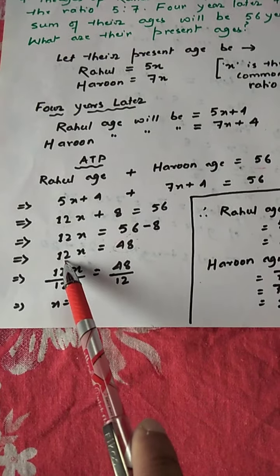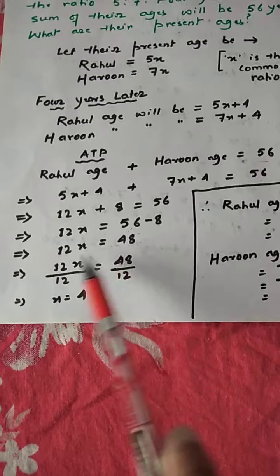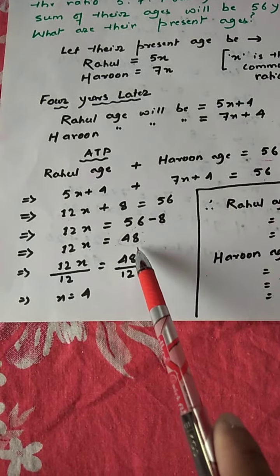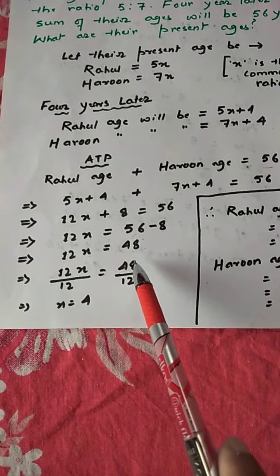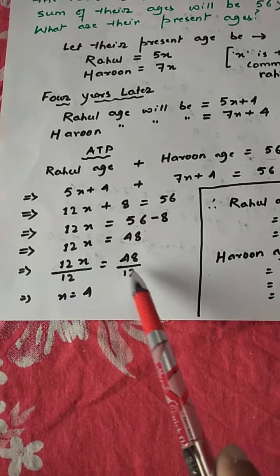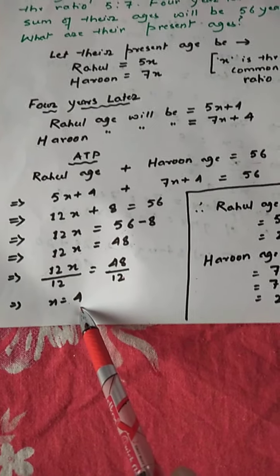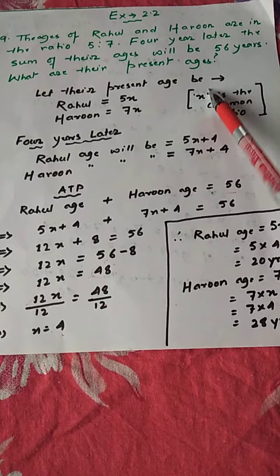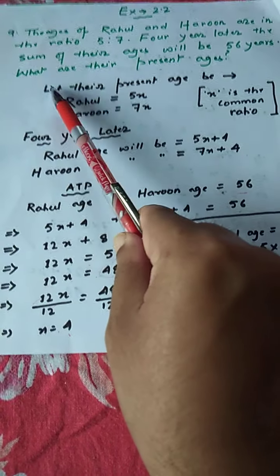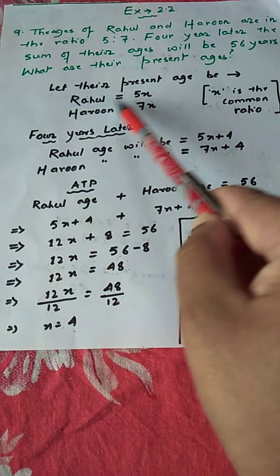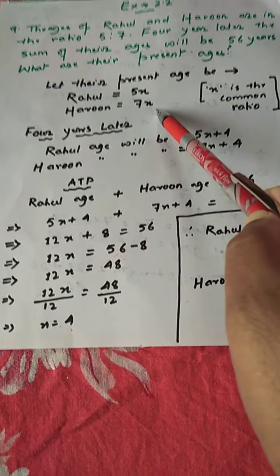Now we have to eliminate this 12. For that we have to divide both sides by 12. So 12x by 12 equals 48 by 12. If you reduce 48 by 12, what is the answer? x equals 4. Now what was the final question they have asked? What are their present ages? So what were the present ages? 5x and 7x, isn't it?